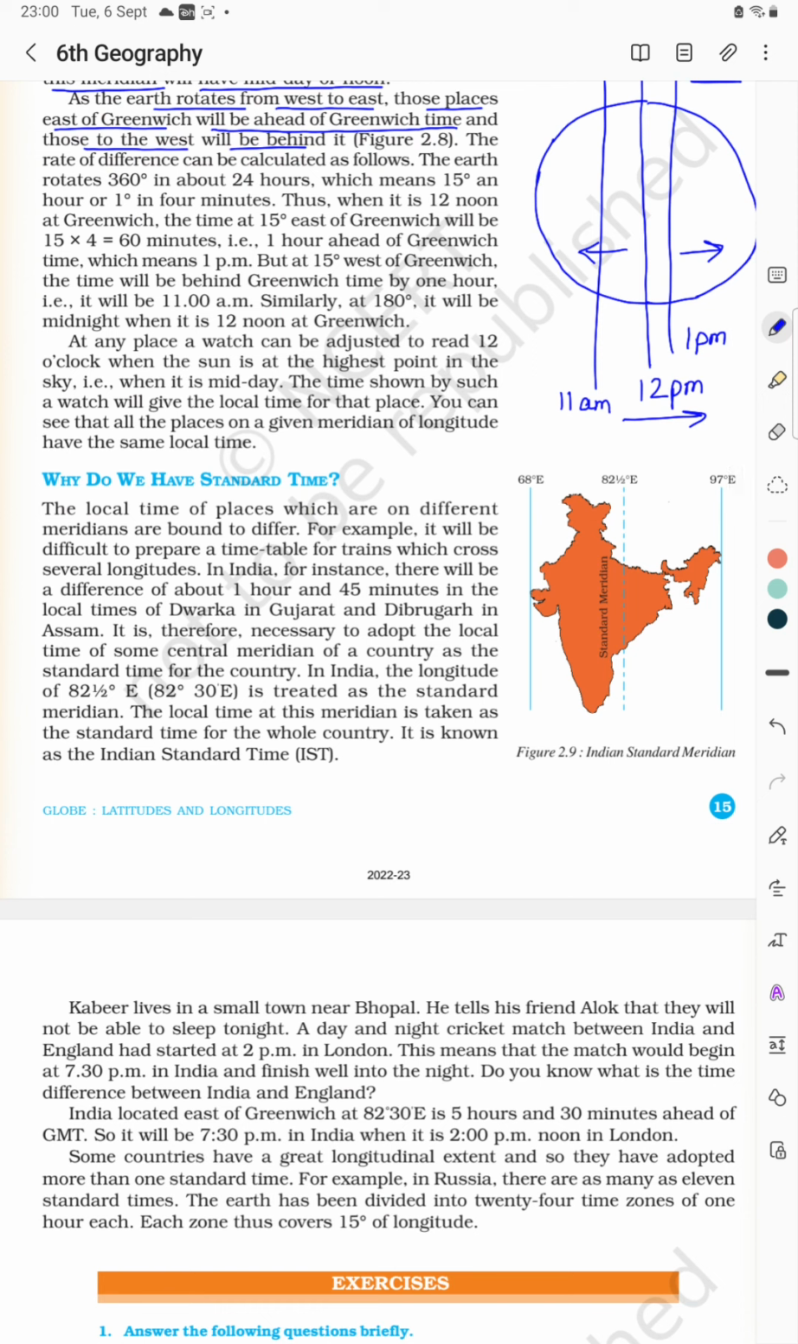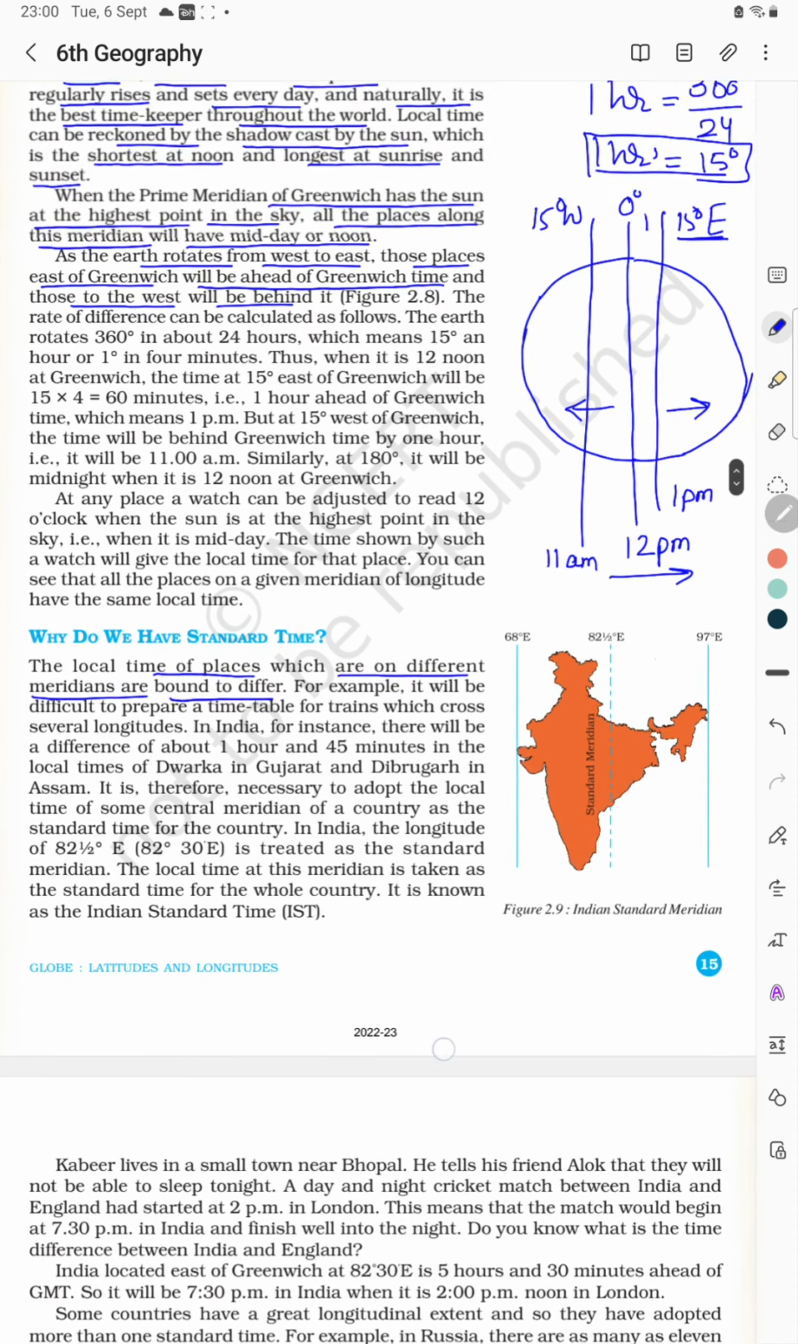Why do we have standard time? So the local time of places which are on different meridians are bound to differ, because as we have seen, with each 15 degree of meridian there is a difference of 1 hour. Okay, so for example, it will be very difficult to prepare a timetable for trains which cross several longitudes. So suppose if one train has to move from this to this, it will cross several longitudes, and for each longitude there will be different times, so it will be difficult to prepare a timetable for a train.